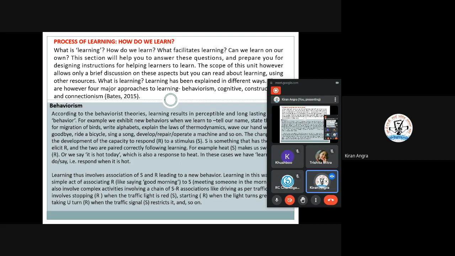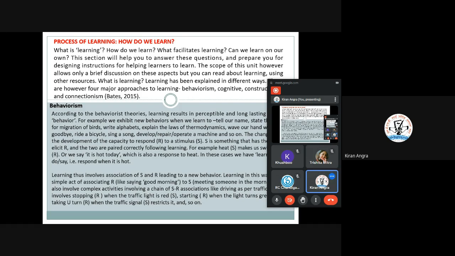Learning has to be explained, because for what the instruction has to be there, for what we have to design the instructions. The thing is that we want to design the instructions because our learner wants to learn. So learning is the main underlying fact which we have to understand. I would like to share with you, there are four major approaches to learning. These four major approaches are behaviorism, cognitivism, constructivism, and connectivism.